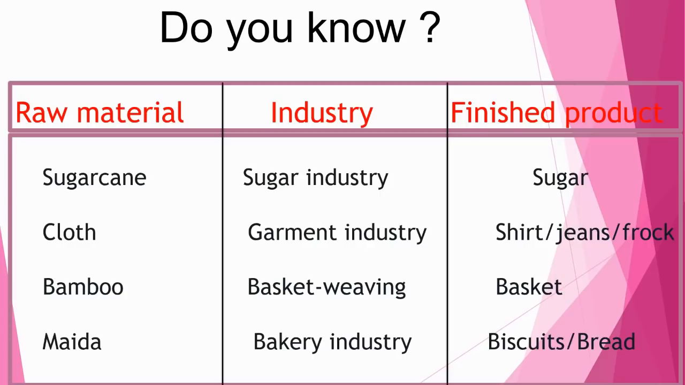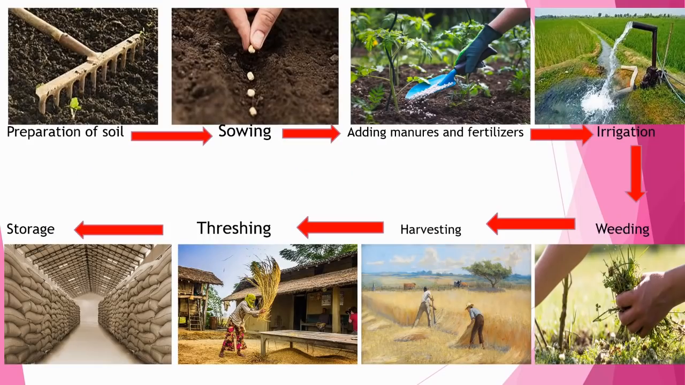Now students, let's see the different stages of crop production. So the first stage is preparation of soil. After that, sowing of seed. Then adding manure and fertilizer. After that, irrigation, which means giving water to our crops. Then weeding. After weeding, we have to harvest the crop. Then threshing the crops to remove the grains from the crops. And after that, storage of our grains. Have you understood, students?